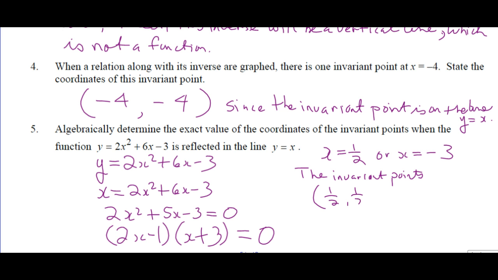1/2, 1/2, and -3, -3. Okay, watch for context. Maybe that's a domain, right? Pretty restricted domain, but it's halves and it doesn't include a half. Doesn't mean that you couldn't write a domain like that, right? So not, it goes from a half to a half and doesn't include it. So that's not a domain.